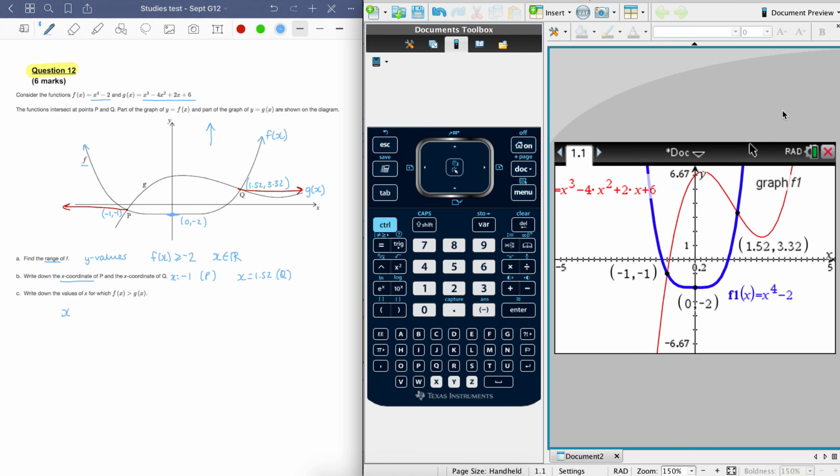when x is less than minus 1. And then we've got the right hand side, which is where x is bigger than 1.52. It's not equal to, because at that point the functions are equal to one another, and here we've got the symbol which tells us that f of x has to be bigger and not equal to it.